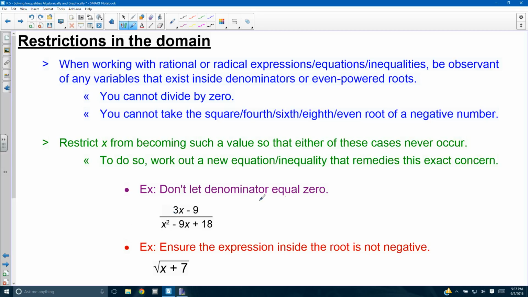So in an example where your denominator cannot equal 0, I have this expression here. We could set it equal to something, but I'm not concerned about that. Basically, if I plugged in values for x, what values of x would not work? Here we go. What I have to do is say that my denominator cannot be 0. So I'm going to create an equation where that bottom guy, x squared minus 9x plus 18, cannot equal 0.